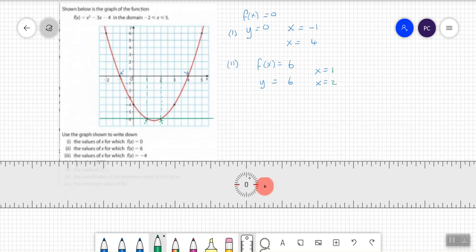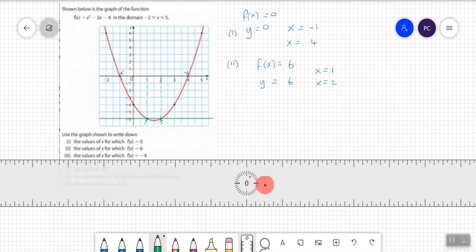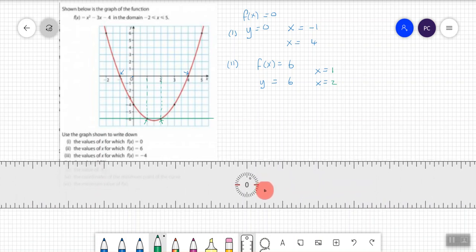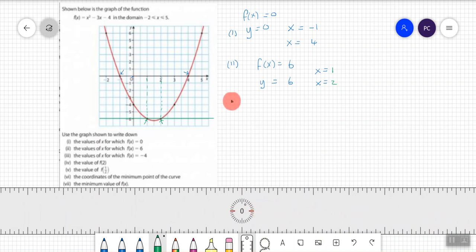So the third one then, the values of x when f(x) is equal to minus 4. So this is part 3. Another way of saying it is when y is equal to minus 4, what are the values for x? And again, we'll have two values, so x is equal to and x is equal to.